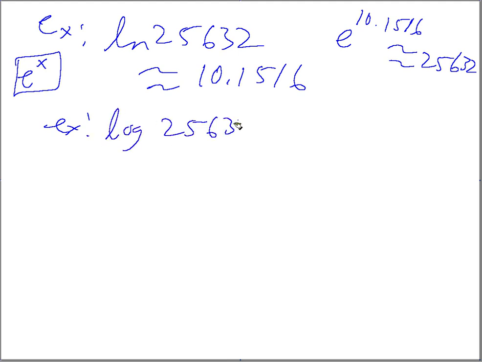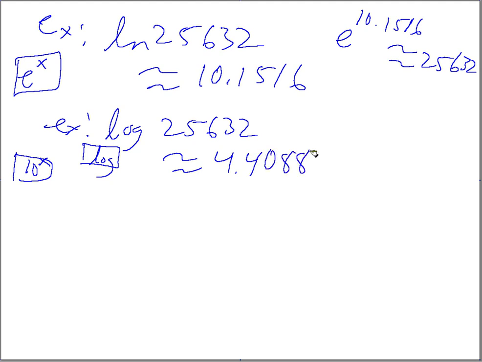Now, if you punch in log of 25,632, it'll give you a different answer because the base is not e. The base is 10 now. Usually the 10 to the x feature is above the log button on your calculator. So let me punch in 25,632 again, and I'll hit the log button this time. Again, I'll round it off to 4 decimal places: 4.4088. If I try to check my answer, I have to punch in 10 to the 4.4088.